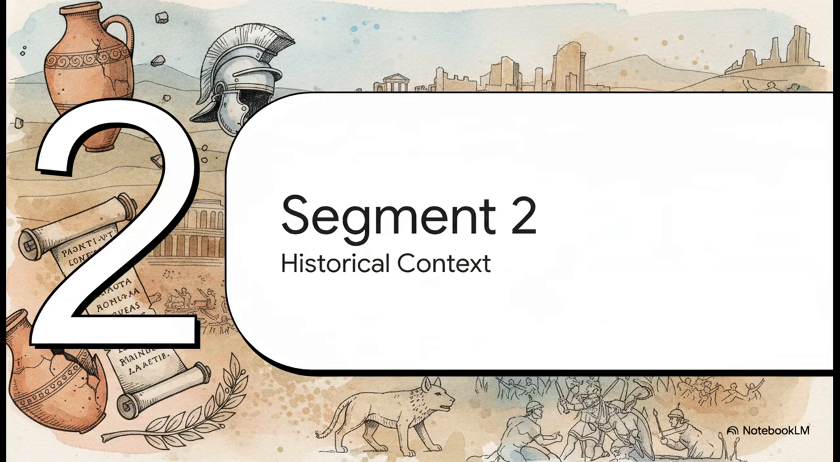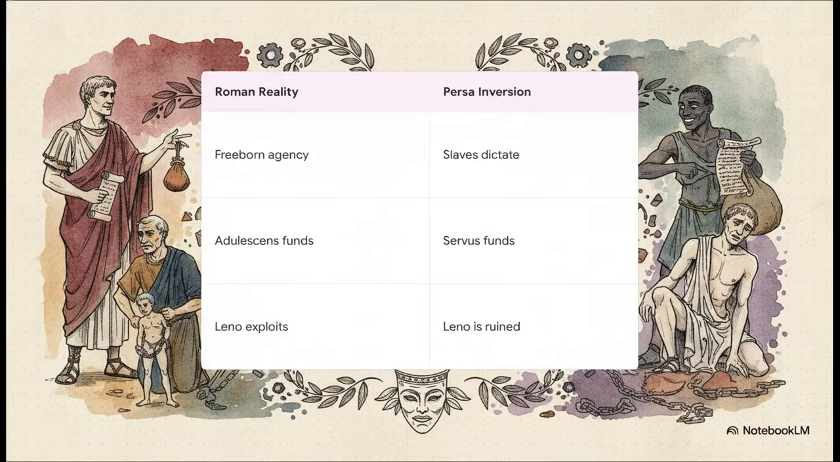Segment 2, Historical and Cultural Context. To really grasp the sheer magnitude of Toxilus's rebellion, we have to look at the stark dichotomy between historical Roman civic reality and the Saturnalian inversion executed within Persa. In the standard societal matrix of the late 3rd century BCE, freeborn citizens and masters held absolute legal and economic agency. Traditionally, it was the wealthy adolescents who financed romantic pursuits.